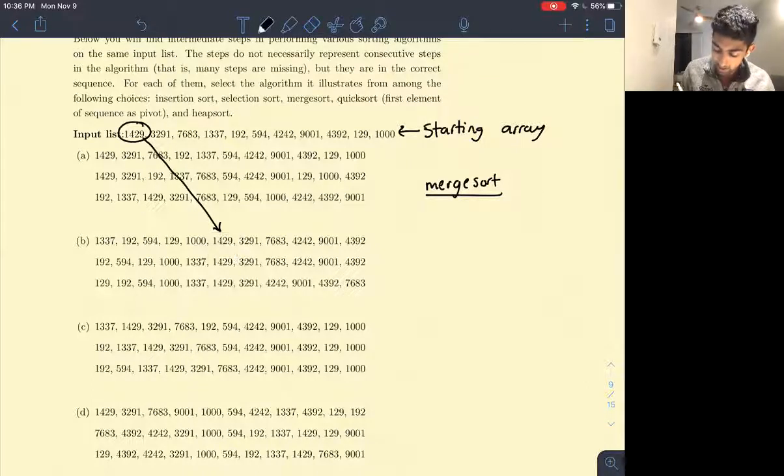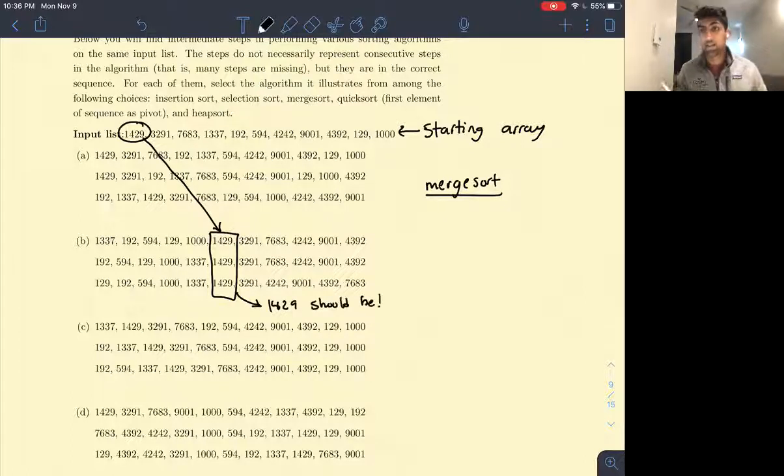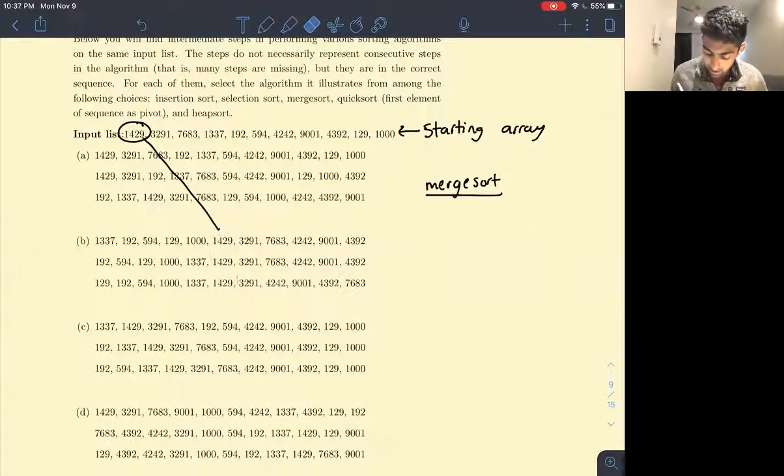So why is that significant? Well, 1429 in this middle position is in its correct position in the final array, right? Because this is where 1429 should be. So if in the first pass, we take this element and put it in the middle, it kind of looks like a pivot that's partitioning the array, right? So let's look at some justification for why that indeed is the case.